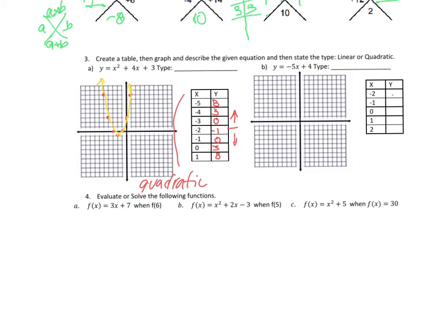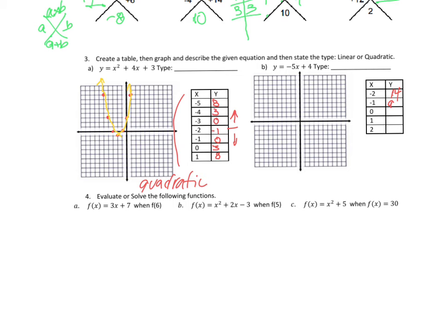All right, you can do the same thing with the next equation, which looks like a y equals mx plus b equation. And we can plug it into our calculator. Or we can just take -2, plug it in there. -5 times -2 is 10, plus 4 is 14. That would be my first number. For -1, if you plug it in, you get 9.